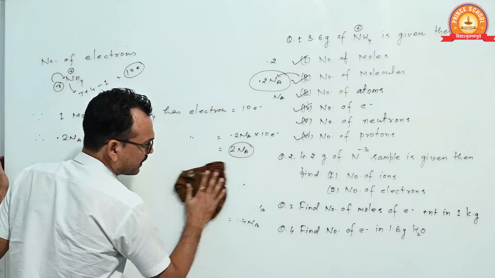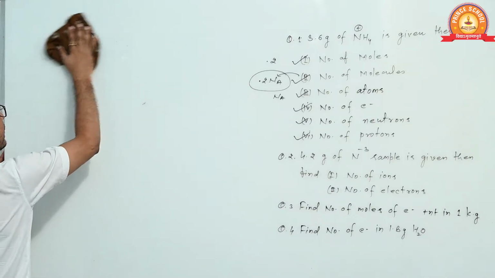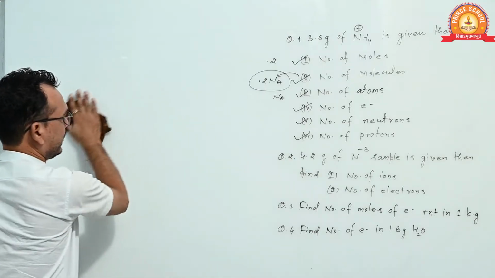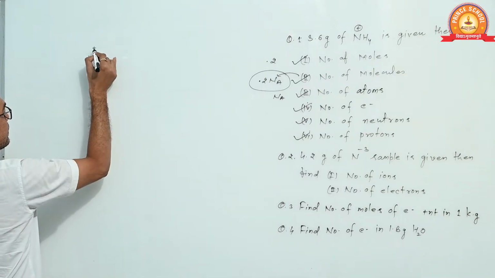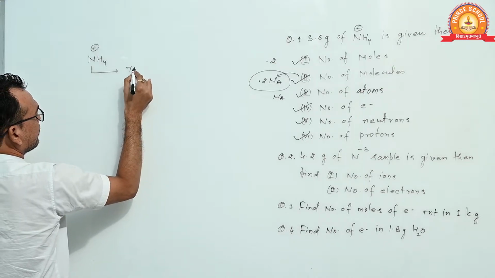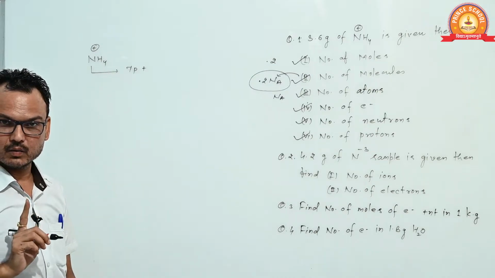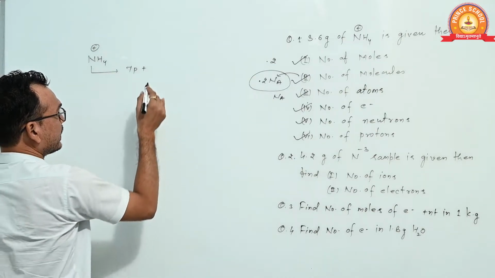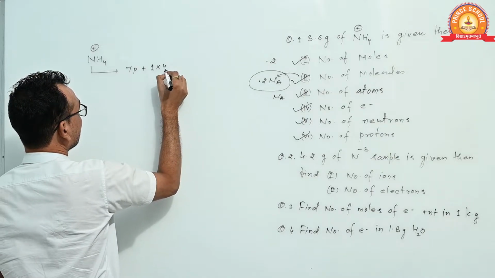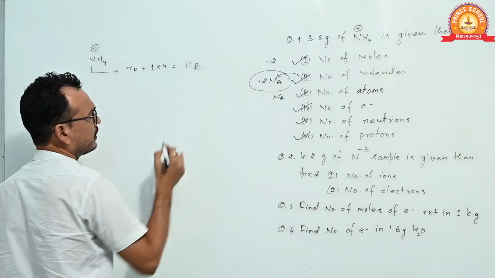Calculate the number of protons in one molecule and the number of protons in 0.2 Na molecules of NH4 plus. The nucleus of nitrogen contains 7 protons, and each hydrogen nucleus contains 1 proton. It means 7 plus 1 into 4, which gives 11 protons.